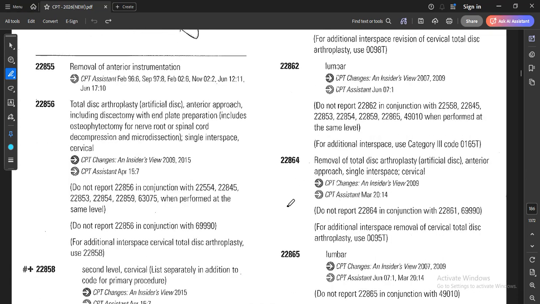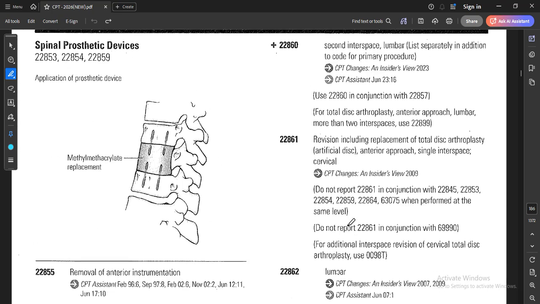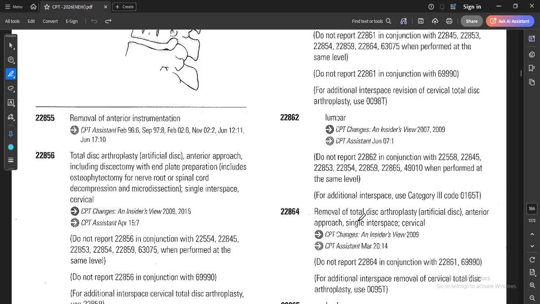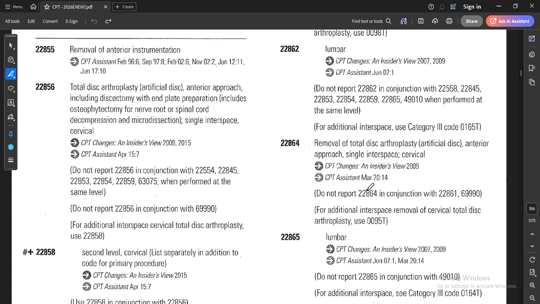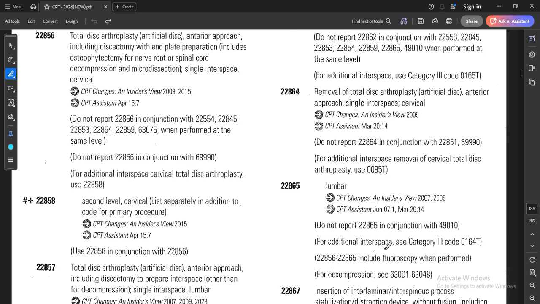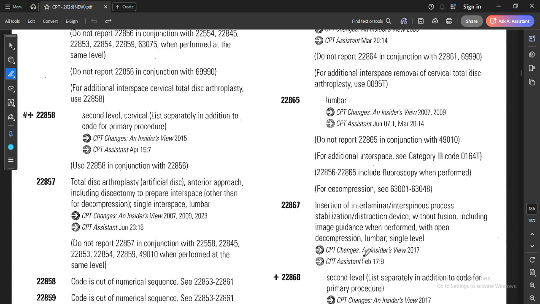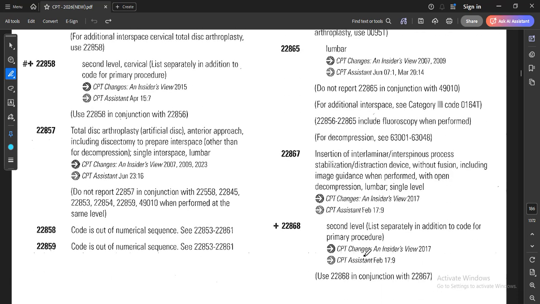22864, removal of total disc arthroplasty, anterior approach, single interspace, cervical. This is for lumbar. So insertion, revision, replacement and removal. Okay, simple. These are also based on the type of spine, cervical or lumbar. Okay. Next, 22867. Insertion of interlaminar interspinous process stabilization distraction device without fusion, including imaging guidance when performed, with open decompression, lumbar, single level, second level.